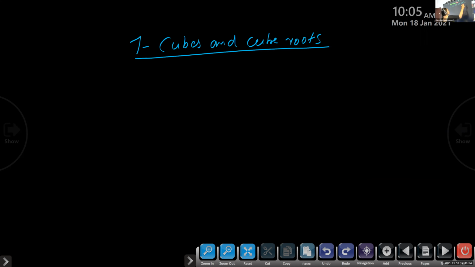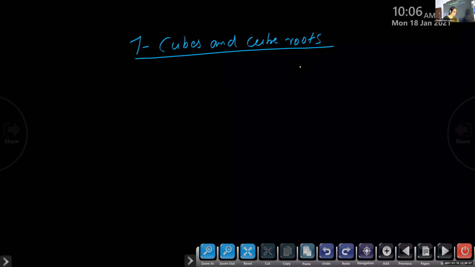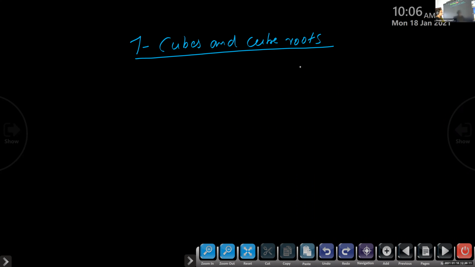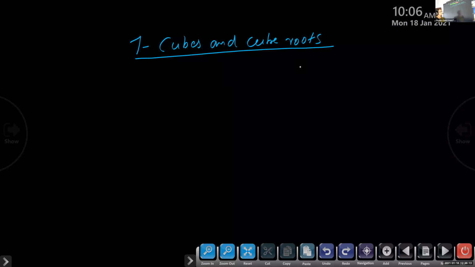Simple and small chapter, very easy chapter. We have already studied squares and square roots in detail. There are many questions of the same type in squares and square roots, but cubes and cube roots is a very simple and small chapter. Okay.